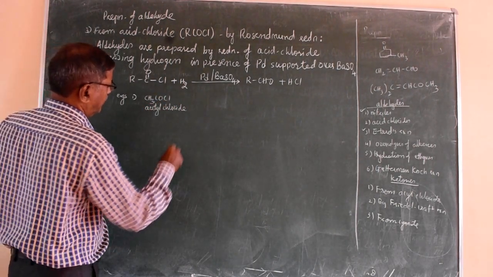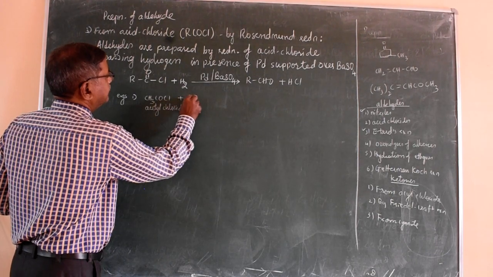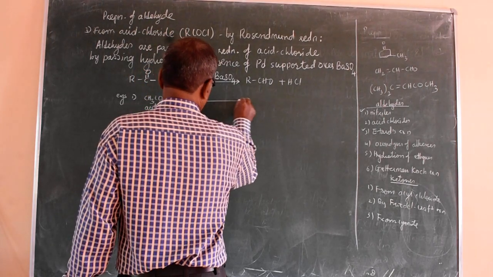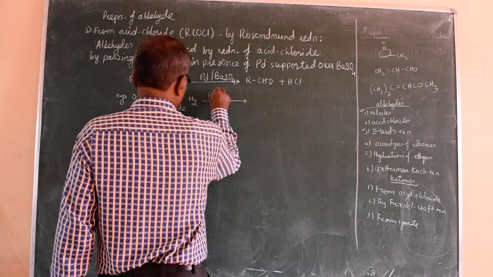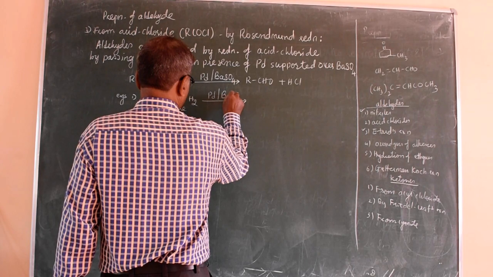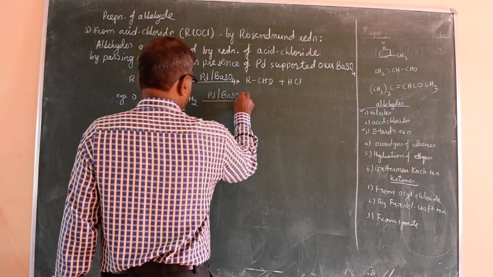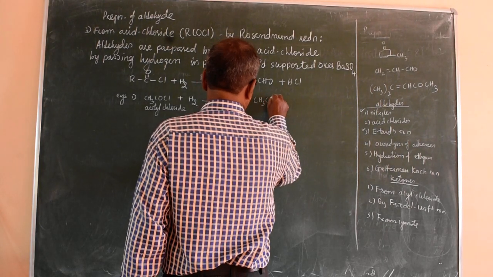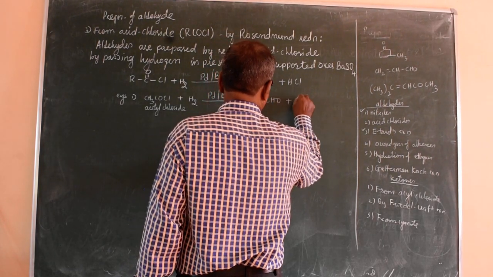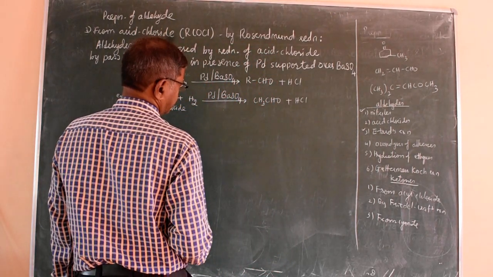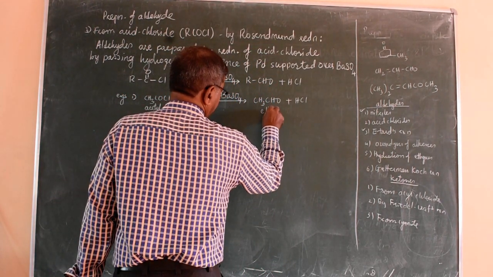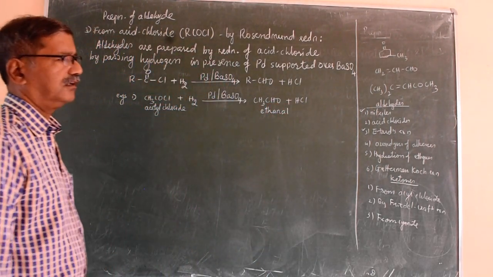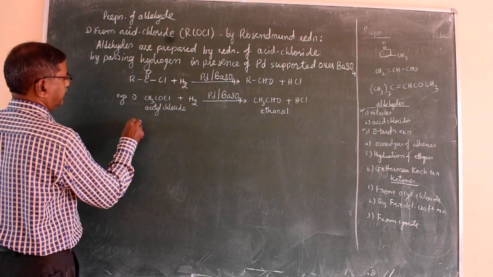Plus H2 gas in presence of palladium supported over barium sulfate, Pd/BaSO4. What's the product? CH3CHO and HCl. CH3CHO, we know, is ethanal, or acetaldehyde.